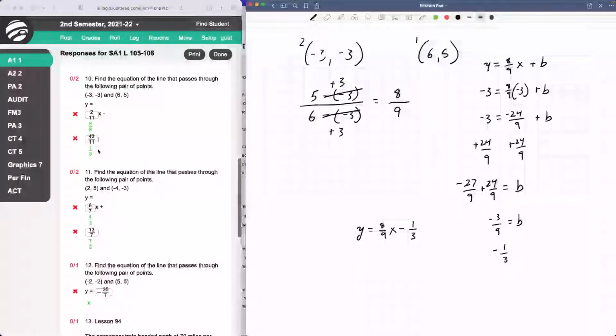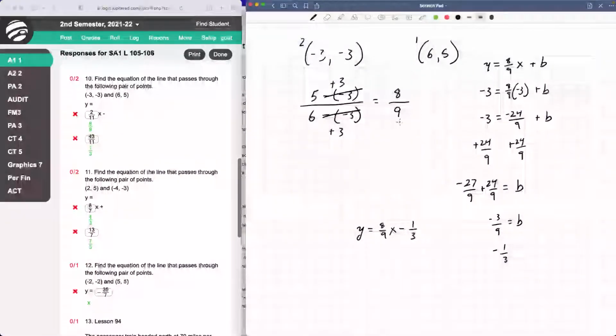8 over 9 minus 1/3 right here, because I put the minus sign here, so you didn't even have to think about whether it's positive or negative, but I did hope you would see that that was negative there and know that I had already changed that to a -1/3. So you see how easy that process is.